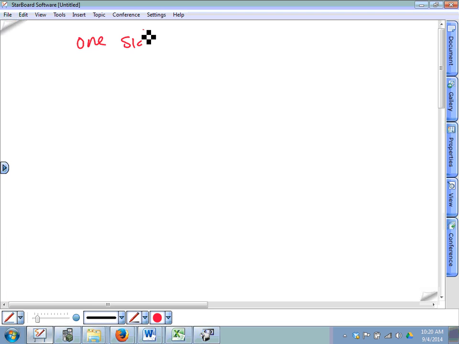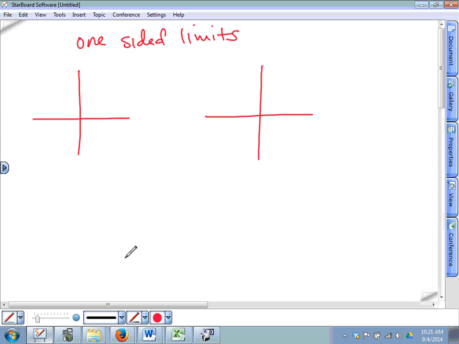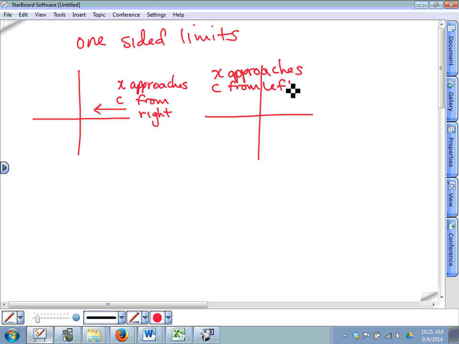One-sided limits. So, draw two graphs here. And draw another graph here. X approaches C from the right. That means the graph is coming at it from the right, so it's moving to the left, coming from the right. On this graph, X approaches C from the left. So it's coming from the left, moving to the right.